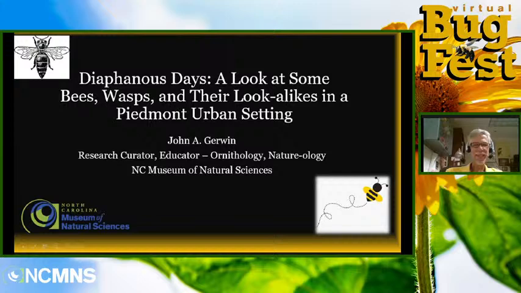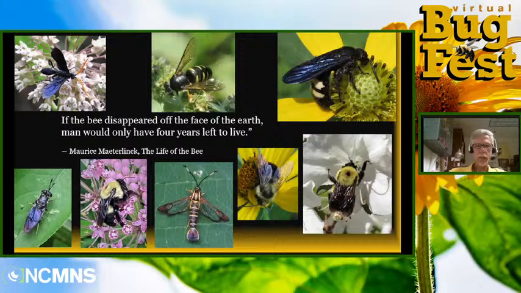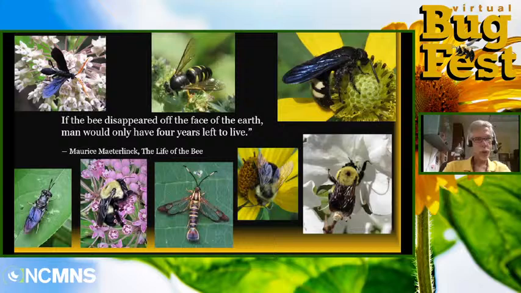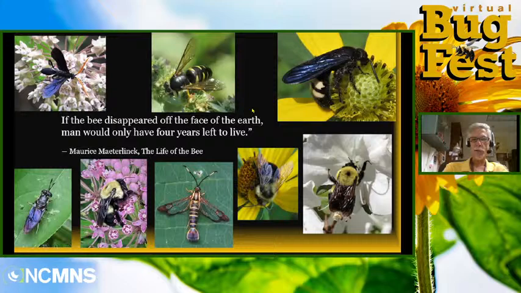I'm going to be talking about bees, wasps, and some things that look like them, what we call bee mimics. Here is a little collage of things from my yard and a little quote, something to think about. If you were not sure what diaphanous was, it's one of my favorite words, and I'm always looking for excuses to use some of these cool words. It's the idea of a somewhat transparent or translucent surface, like these bees show here.